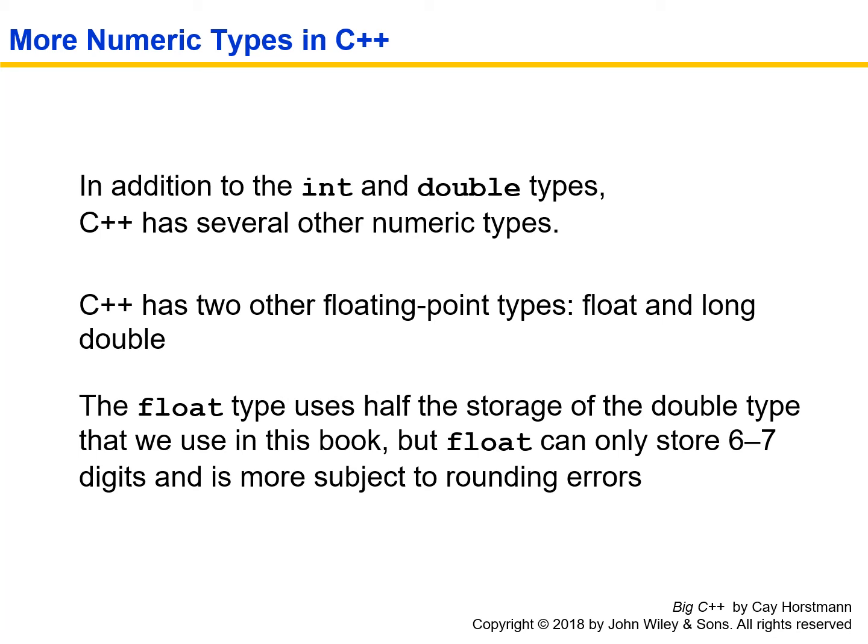In addition to the int and double types, C++ has some other numeric types. In the floating point realm, there is float, which uses half the storage of a double, but only has about 6 to 7 significant digits and is much more subject to rounding errors. So we don't use float anymore. If you scan the internet for code examples, you'll see some people who use float for examples because they think it reads better than double, I guess. But you really shouldn't use the float type for anything anymore.